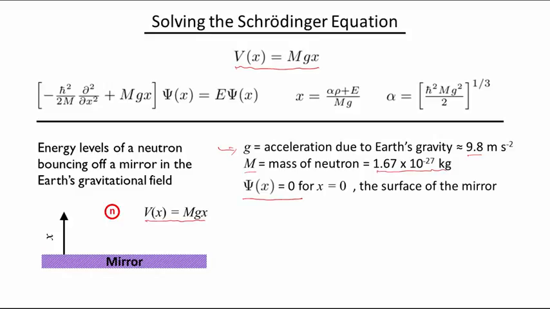And now here is the boundary condition for x equal to 0. So in other words, the wave function has to vanish at the surface of the mirror. That's an idealization. It's largely true. And then the wave function has to oscillate and reach a point of whatever the energy is. The wave function must die off eventually in order for the neutron to be localized and continue to bounce back and forth in the way that we expect.